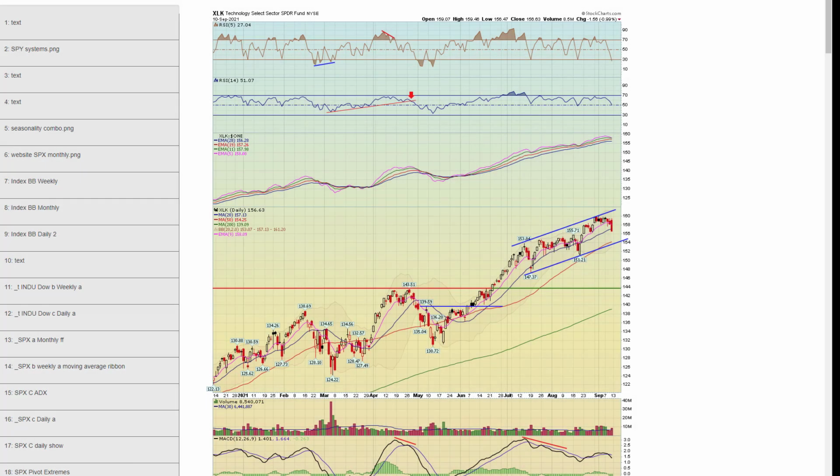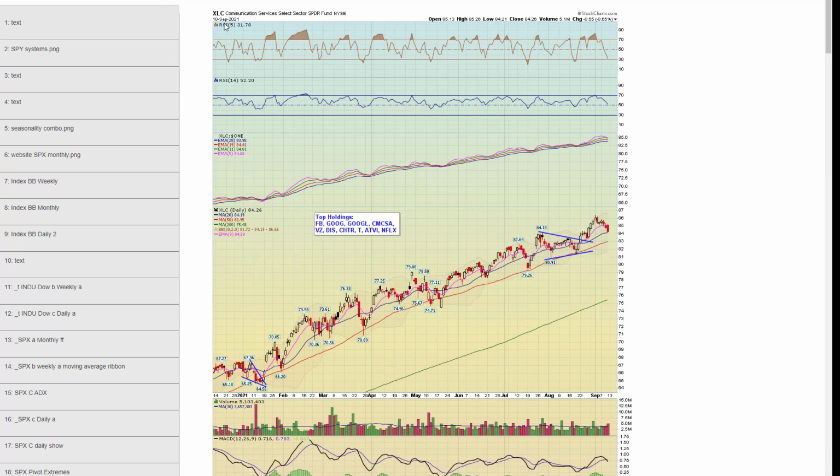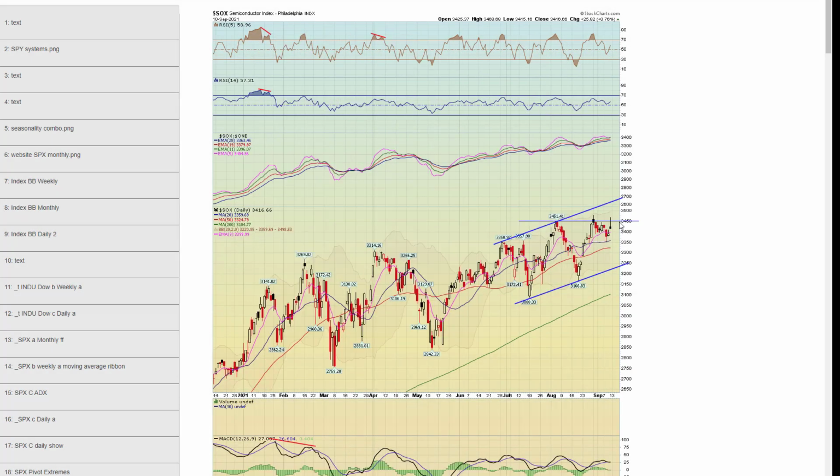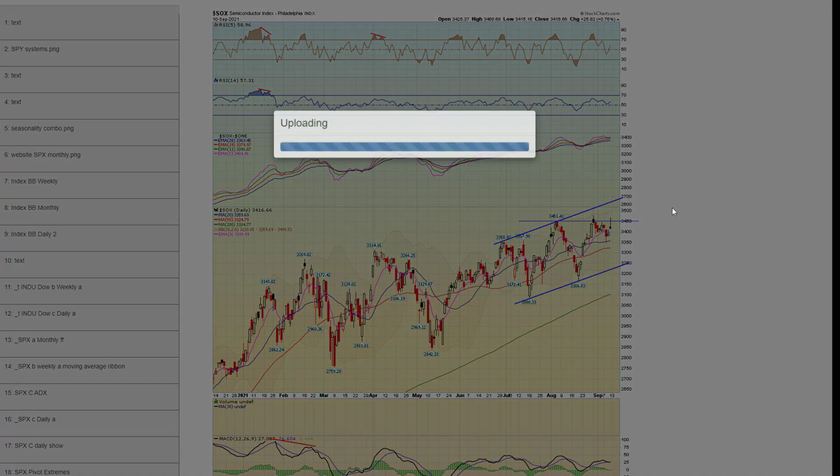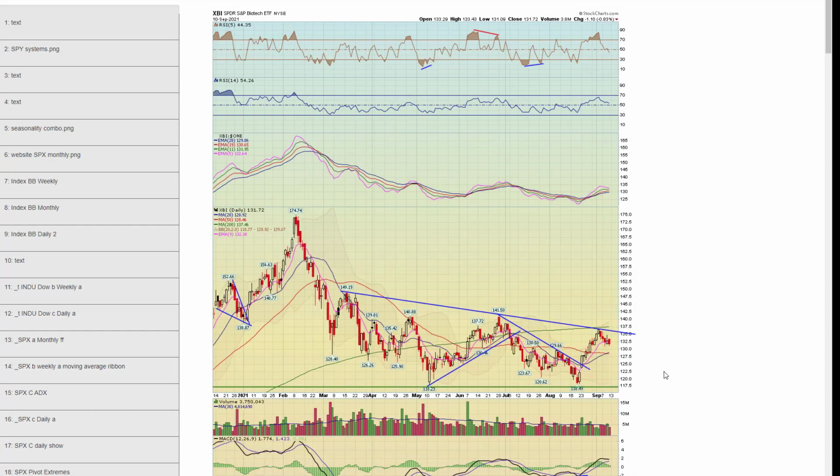Next. Chart 48, XLC, the communications sector. This contains a lot of those big stocks like Facebook, Google, Netflix. Again, a lot of the big cap tech. So it's had a nice pullback here, but still overall uptrending. Hasn't lost any major supports. Next. Chart 49, semiconductors. They stalled out here at some resistance last week.